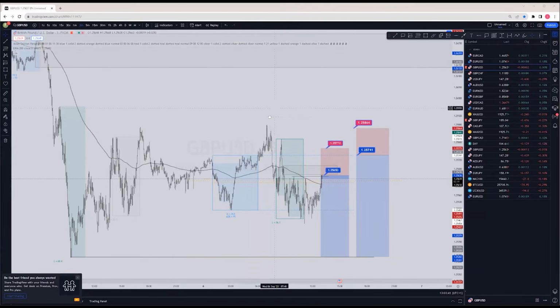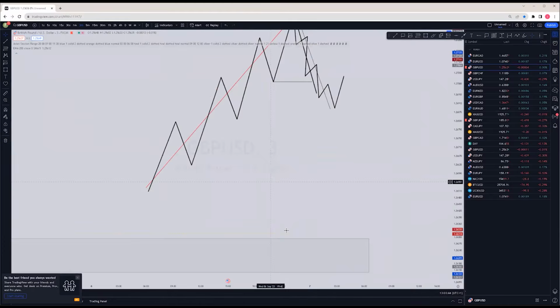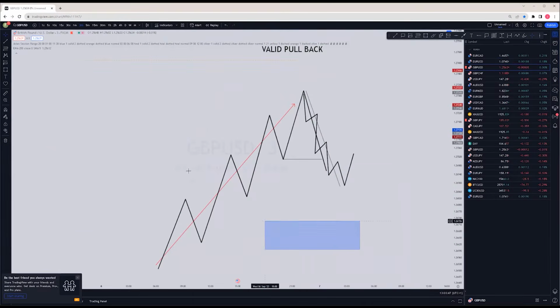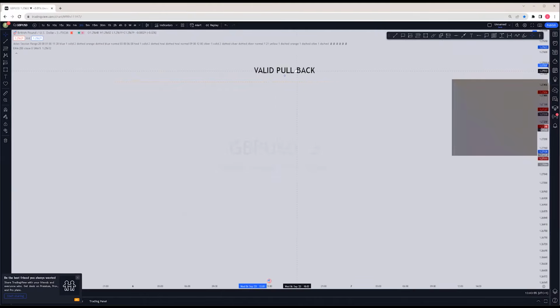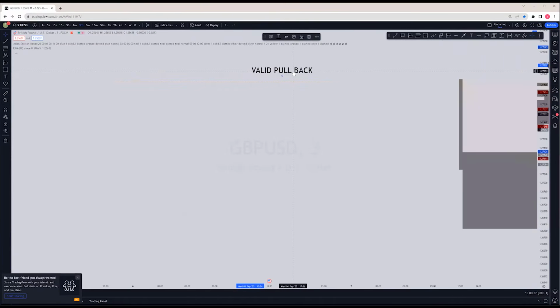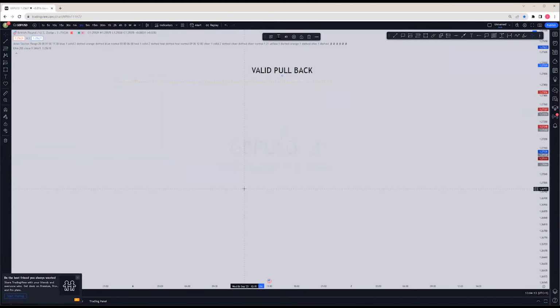Okay, but let me just quickly explain one very simple thing. Let me quickly explain one very simple analogy of valid pullback. One problem people used to have is knowing exactly when an impulsive leg is done and wants to retrace, or when a retracement leg is done and wants to move with the next impulse.